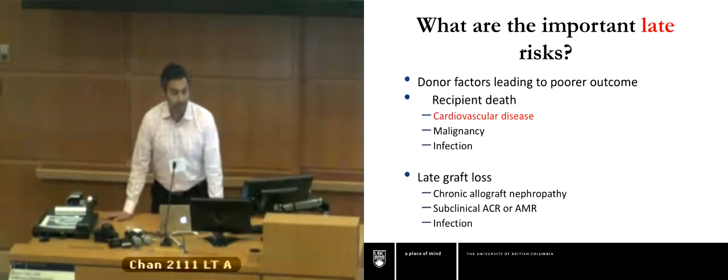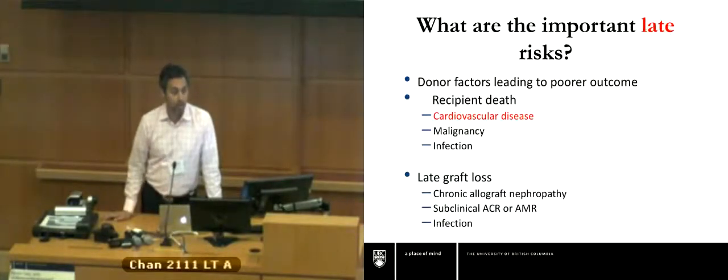So what are the important late risks that are associated in this patient population? Well, I think there are donor factors that lead to poor outcomes. Some of these may include cardiovascular disease, malignancy, and infection. But there are also issues relating to late graft loss, and this would include chronic allograft vasculopathy, nephropathy, whatever else it may be in the different organ groups.